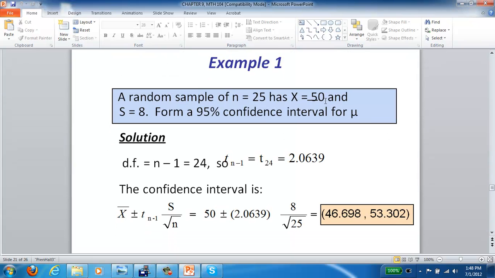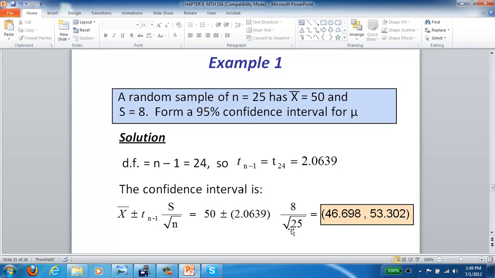Example number 1. In this case we have a sample of 25, the sample mean is 50, and the standard deviation of the sample S is 8. So as you can see, first of all, the T value is 2.064, the same as before. We have 24 degrees of freedom, and this is going to be the confidence interval.